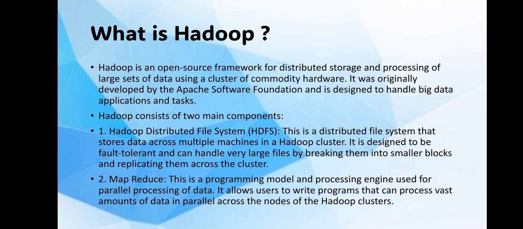Number one, Hadoop Distributed File System. This is a distributed file system that stores data across multiple machines in a Hadoop cluster. It is designed to be fault tolerant and can handle very large files by breaking them into smaller blocks and replicating them across the cluster.